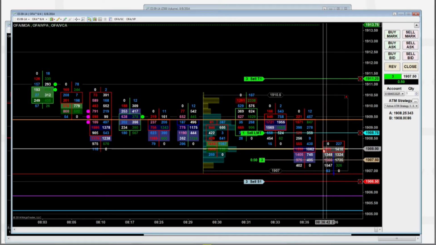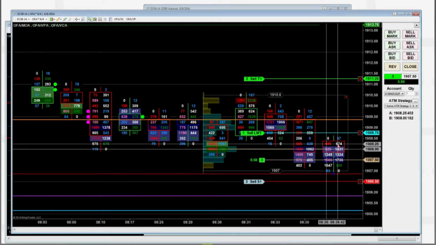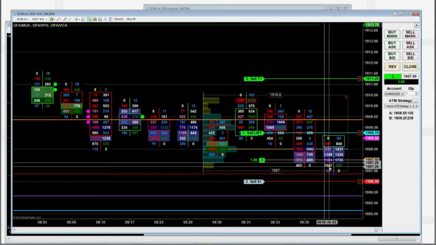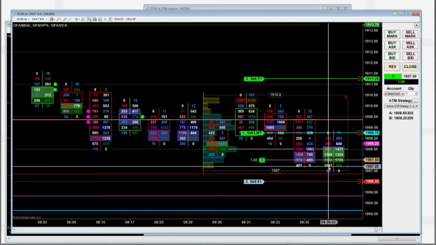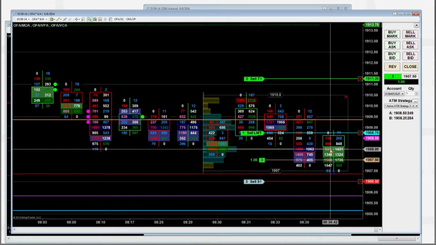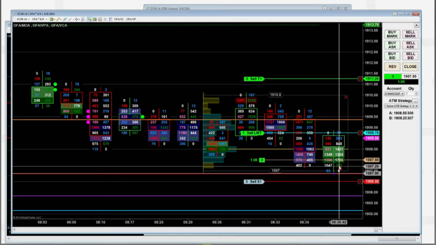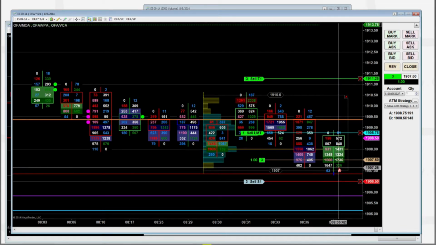VPOC just shifted down to 1908. So that means one of two things. That means this is the other side stepping in to shut down movement off to the downside, and I would expect to see price start moving up again. If it can't and it starts moving back down into the bid, what this means is that this is accepting price a little lower, and we can start to expect price to come through this 1907.67 area.